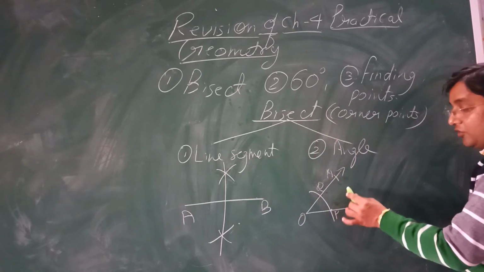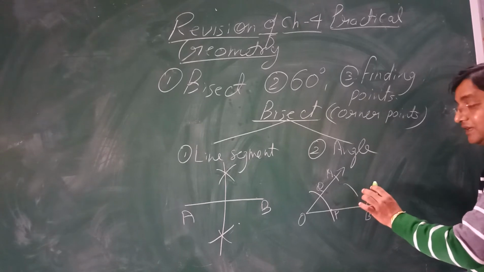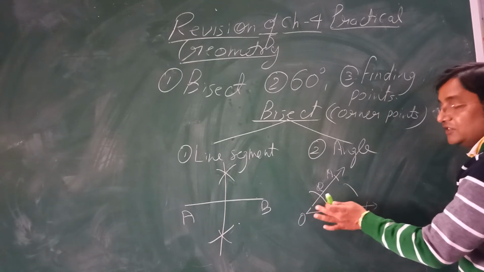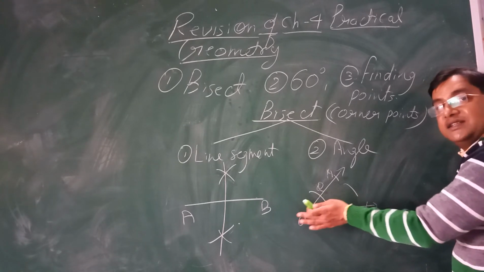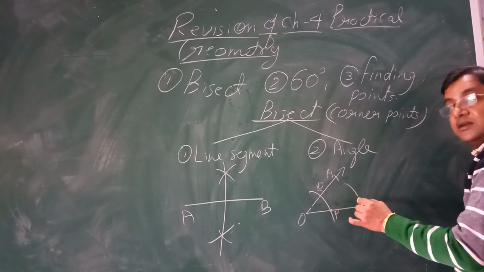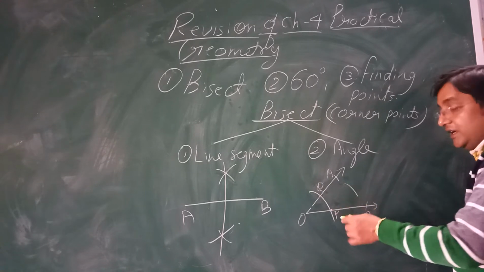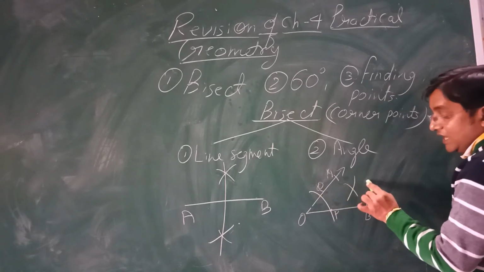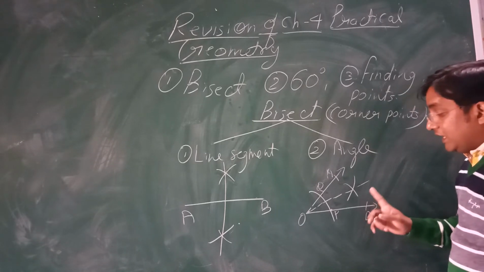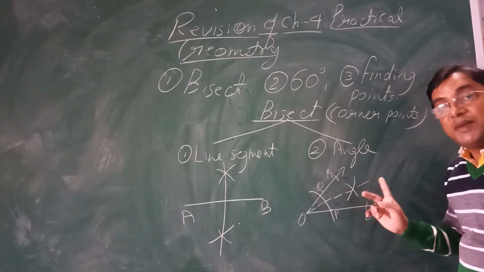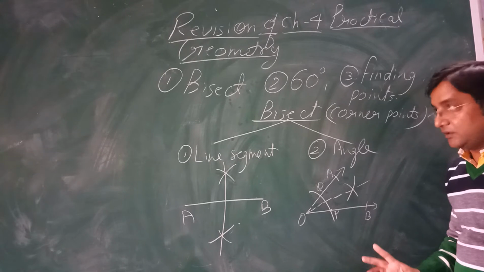From one corner point you draw an arc this side. Now here if you see, this path is closed. Road is closed. So we will not put an arc this side. From P draw an arc. From Q with the same radius, cut this arc and join it. You will get the bisector of this, the angle bisector.